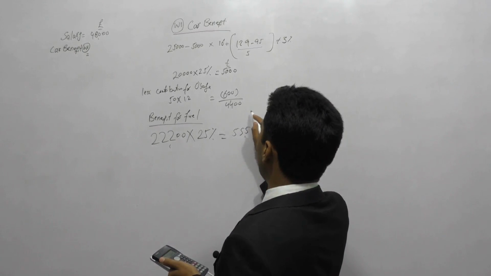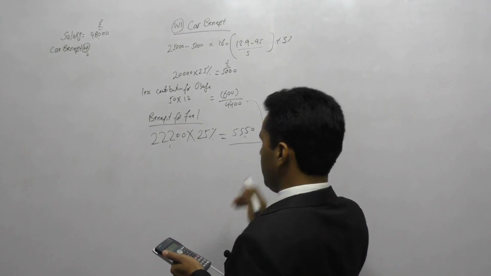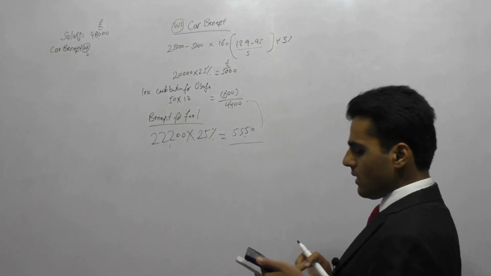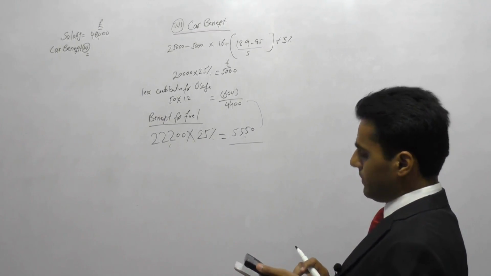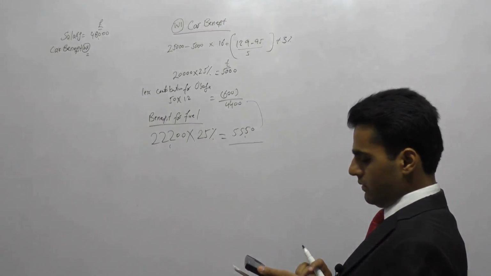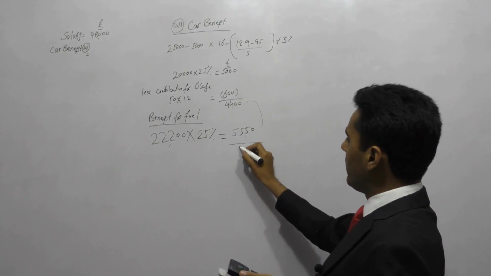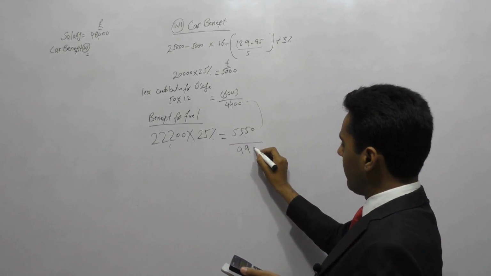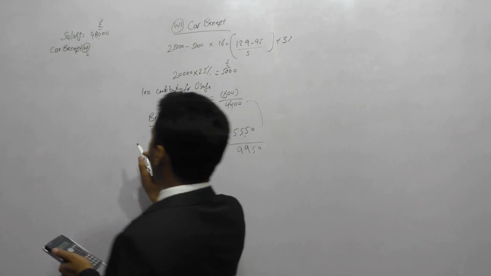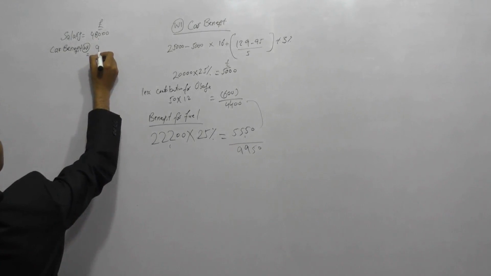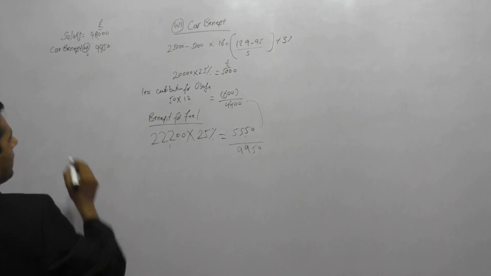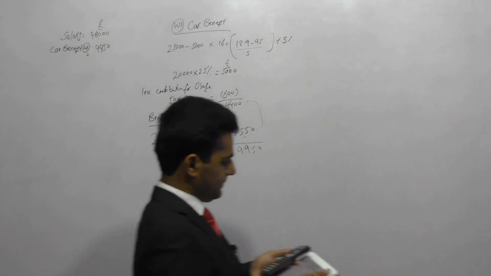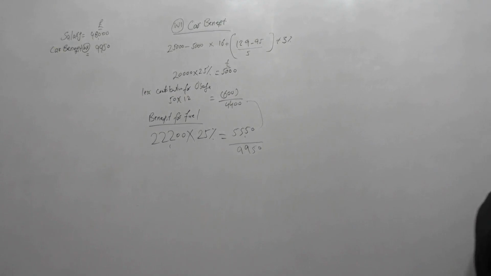That comes to 5,550, and we'll add it to the benefit of the car. So 5,550 plus 4,400 is 9,950, and that is the benefit of the car. So 9,950, that will be the benefit of the car. All right. So we have already calculated the benefit of car.